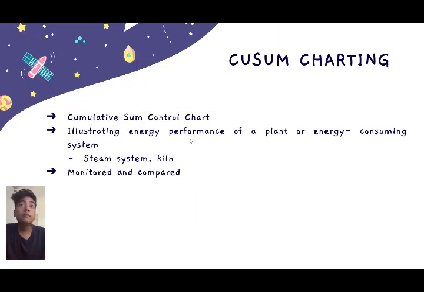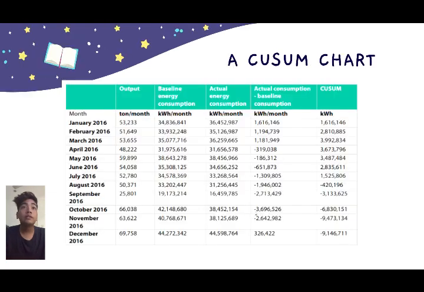Okay, ini CUSUM charting. CUSUM charting ni macam dia adalah cumulative sum control chart illustrating energy performance of a consuming system, steam system atau kiln, monitor and compare. Okay. Ini contoh dia punya CUSUM chart. Okay, based on kita tengok ni, output production, baseline energy consumption, dia punya energy baseline lah, actual consumption dia punya penggunaan yang sepatutnya.